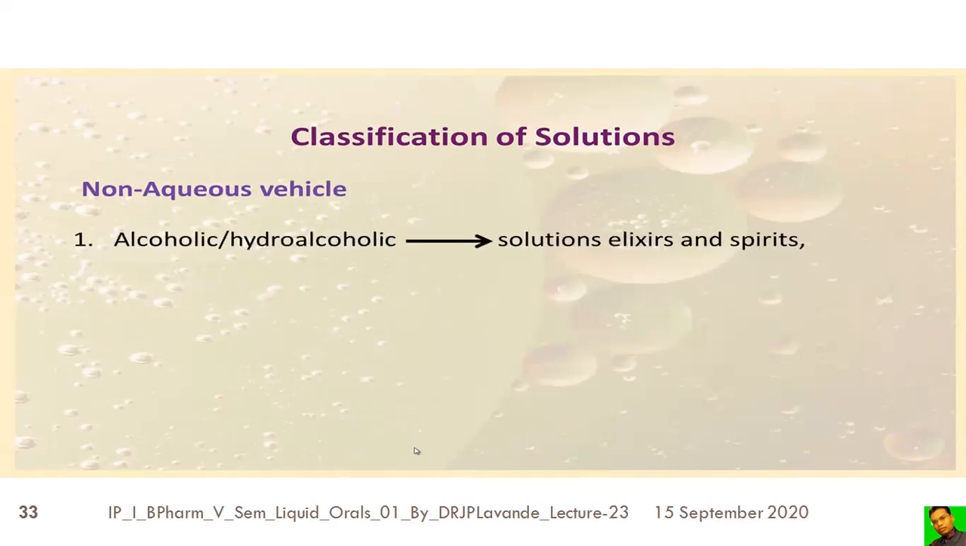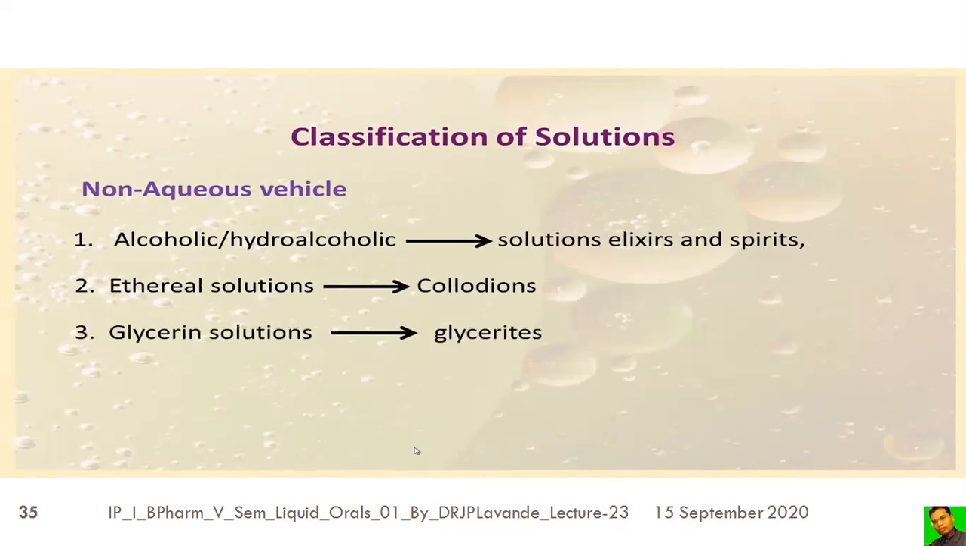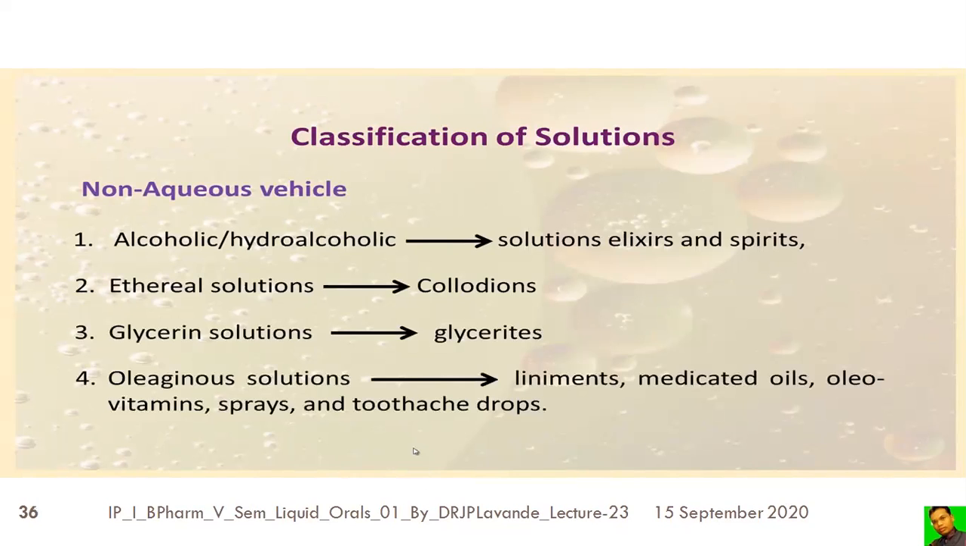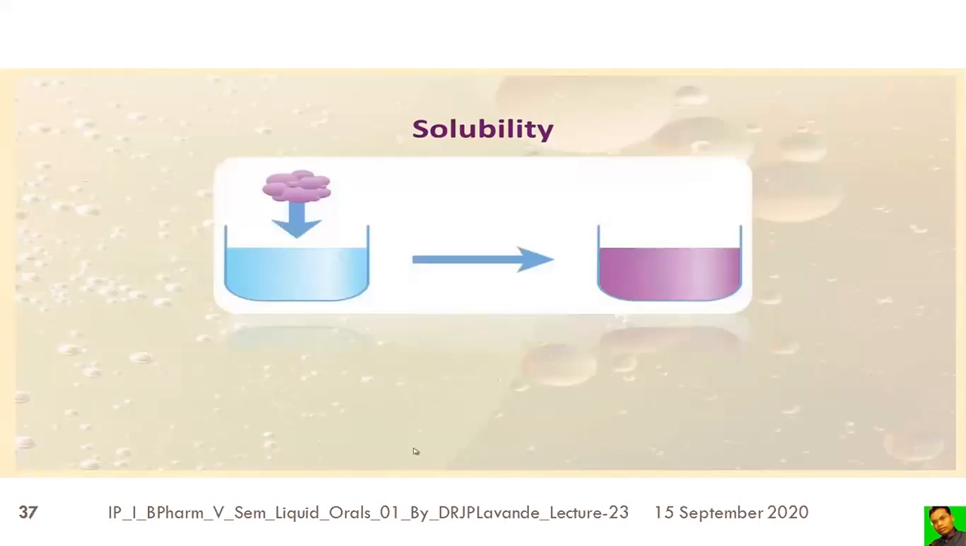Non-aqueous vehicles. The non-aqueous vehicles contain either alcoholic or hydroalcoholic solutions, and the examples are the elixirs and the spirits. They contain alcohol. Collodion contains a non-aqueous vehicle, which is said to be the ethereal solutions. Glycerin solutions are said to be the glycerites. Oleaginous solutions, the examples are the liniments, medicated oils, oleovitamins, sprays, and toothache drops.